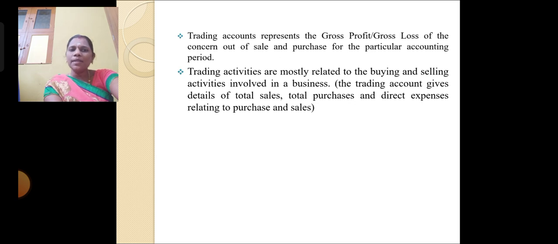Trading account represents the gross profit or gross loss of the concern out of sales and purchases for the particular accounting period. Normally, trading activities are related to the buying and selling activities involved in the business. The trading account gives the details of total sales, total purchases, and direct expenses relating to purchases and sales.